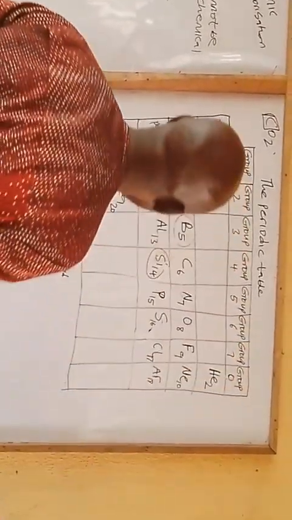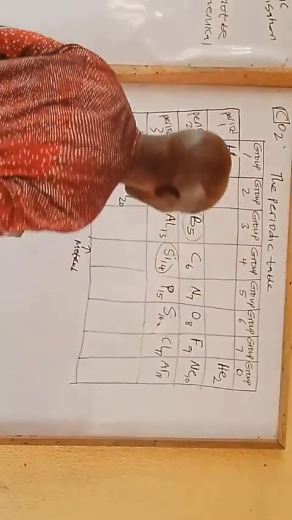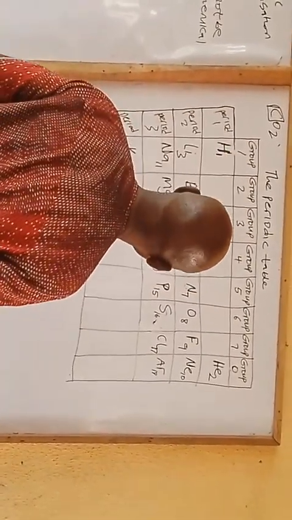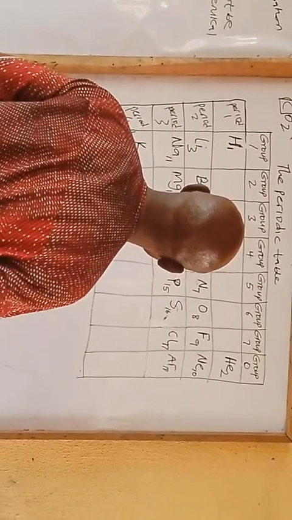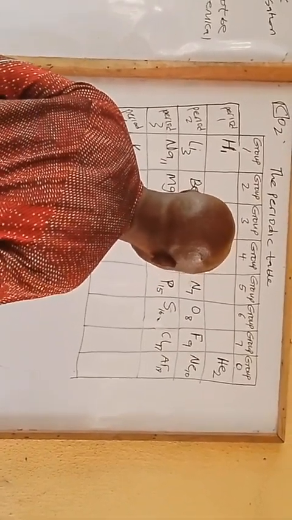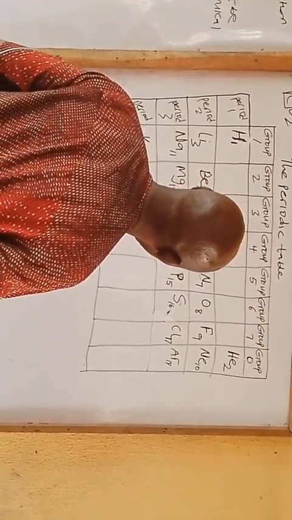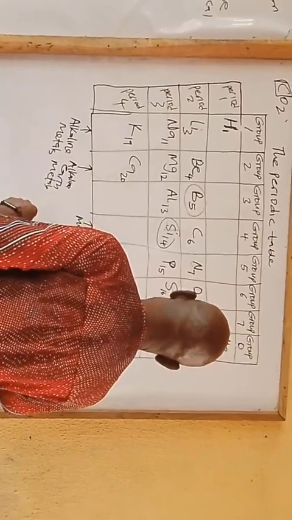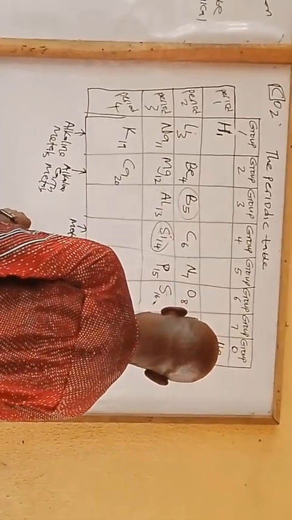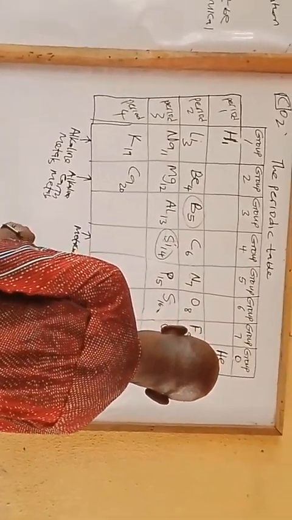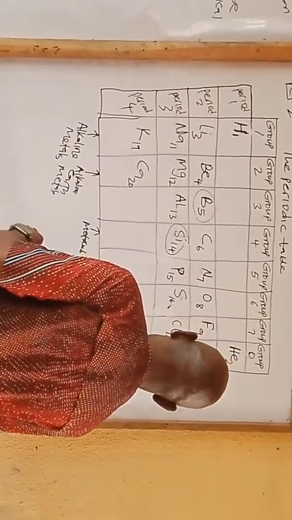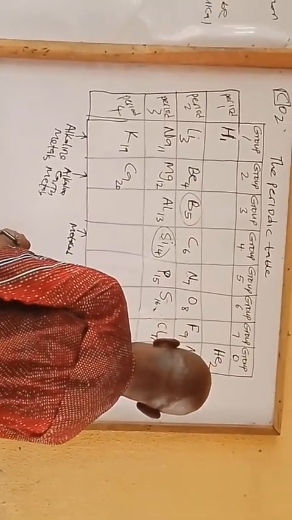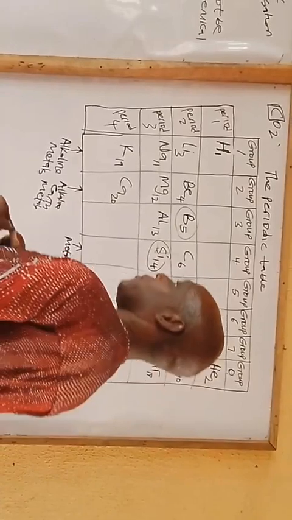Then we now have group 7 elements. Group 6 don't have any special name. Group 5 don't have any special name. Then group 7 are called, okay, let's go to group 8. Group 8 are called inert gases. Inert gases.